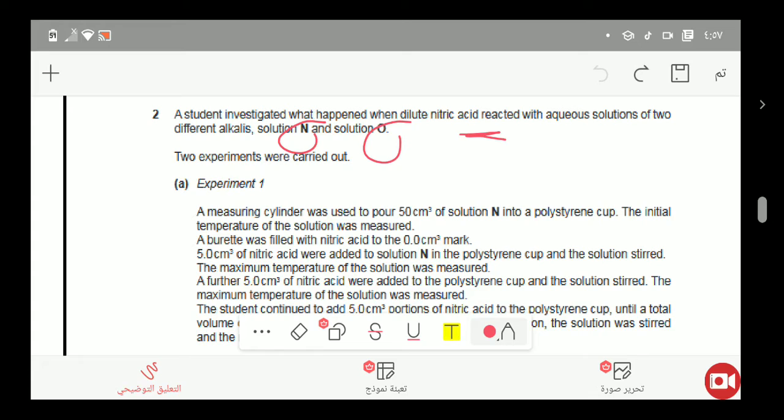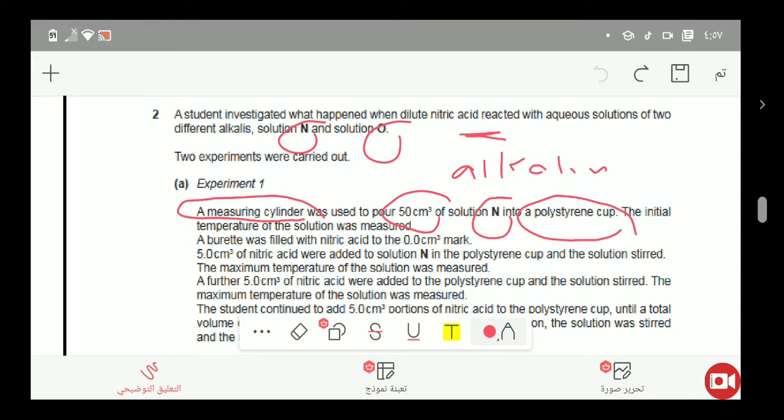The first experiment: a measuring cylinder was used to pour 50 centimeter cubed of solution in. So he used a measuring cylinder, you have to focus on that. He used a measuring cylinder to pour 50 centimeter cubed of alkali N into a polystyrene cup. And this is also very important, into a polystyrene cup.